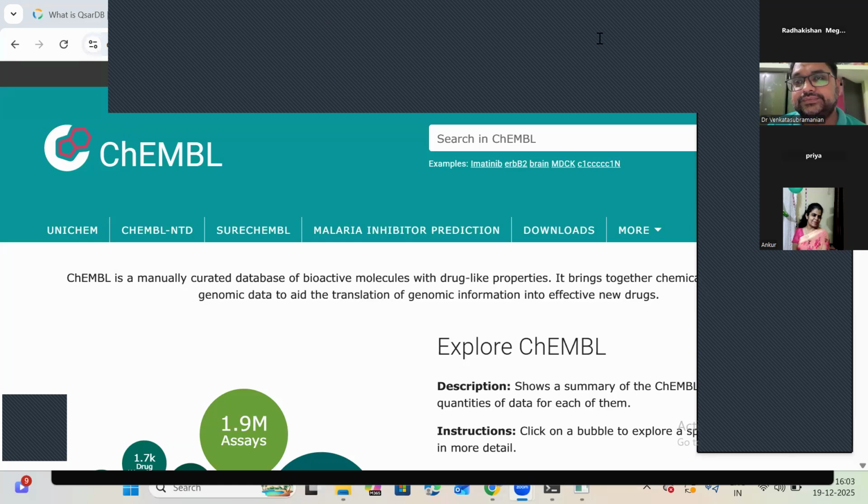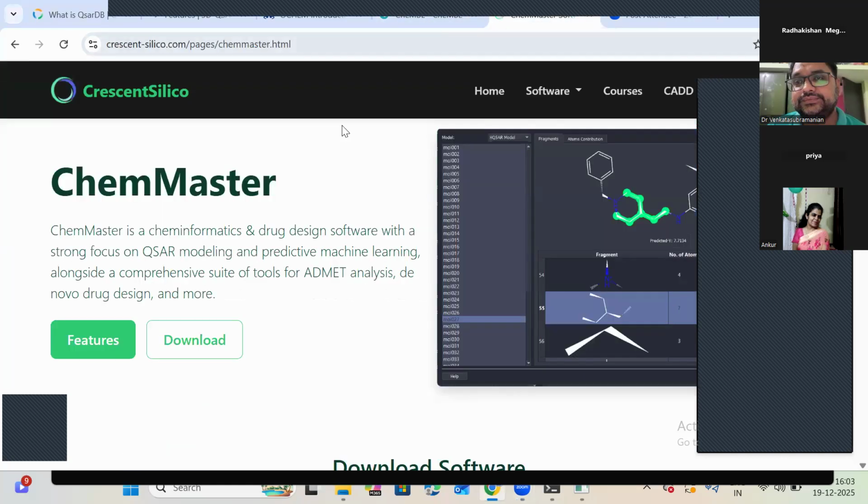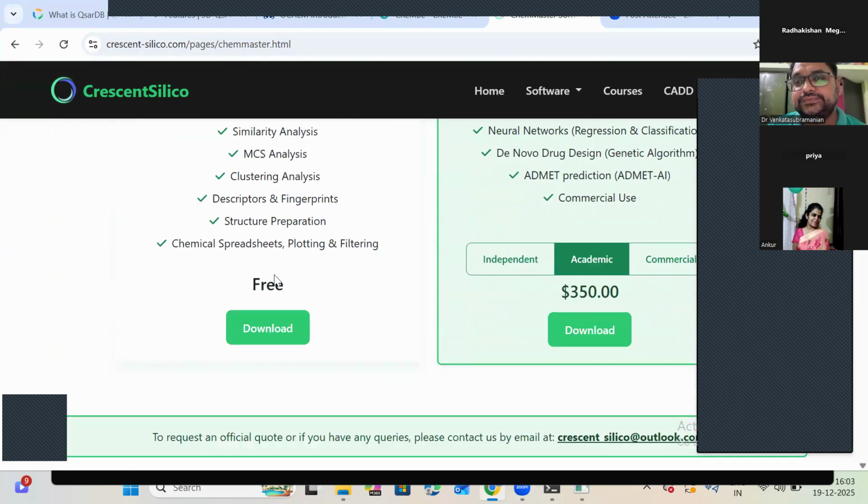There are many online tools available to predict QSAR. Now I'm going to do a demonstration in ChemMaster, a chemoinformatics and drug design software specializing in predictive QSAR modeling. This is ChemMaster 1.3 Basic, which is a free version available to build and analyze QSAR models. You can download it and build the QSAR model.